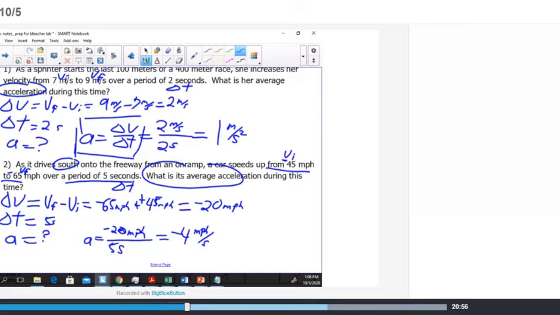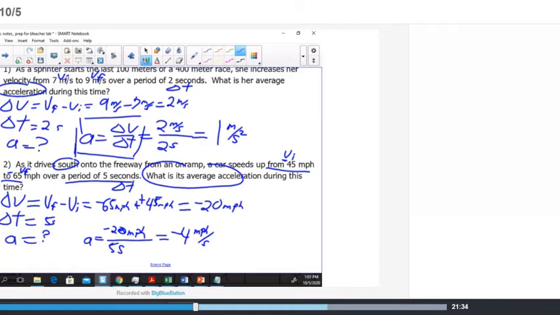Is it miles per hour? This is where it gets confusing. We have miles per hour on the top and seconds on the bottom. As it stands, we're talking about miles per hour per second, as opposed to the first one, where our velocity was in meters per second. Keep the units the same. Now this is a really weird unit: 4 miles per hour per second.